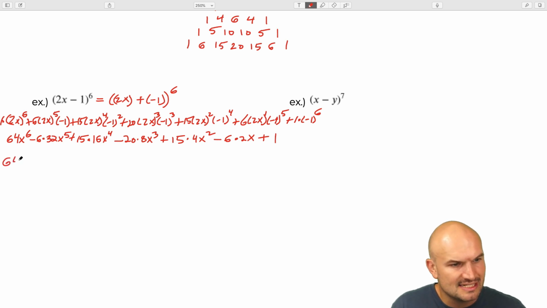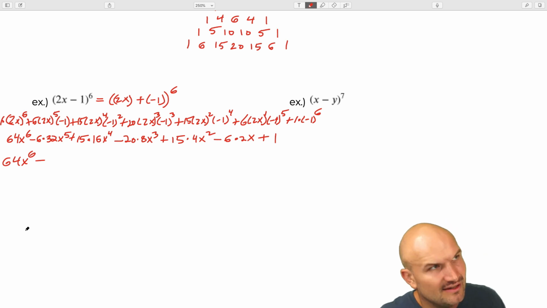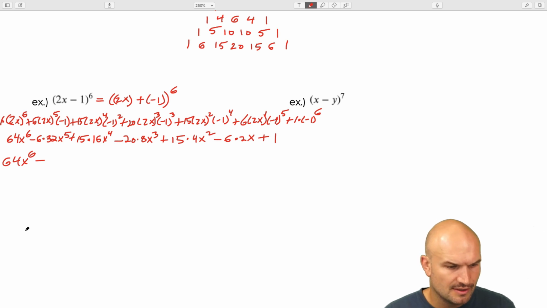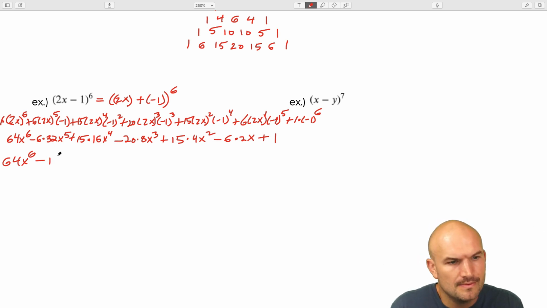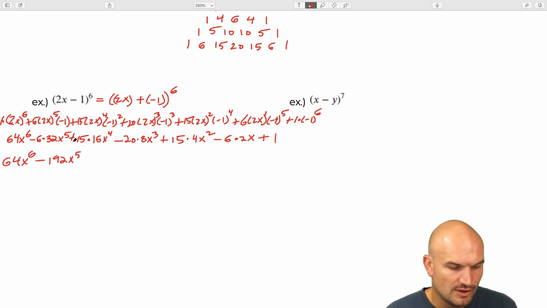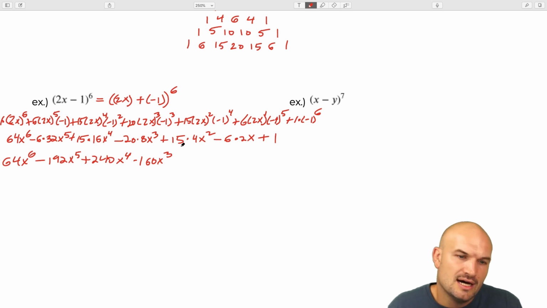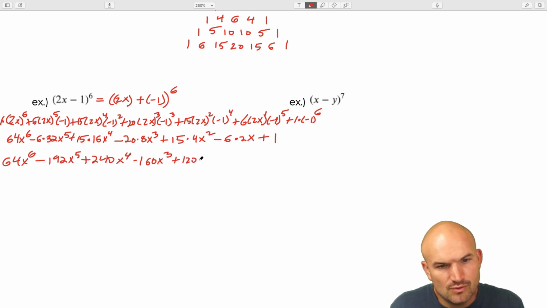So this is going to be 64x to the 6th minus 6 times 8, so negative 192. Just double check my work. Yep, negative 192. 15 times 15 is 225, so that should be 240. Yep, so that's going to be a positive 240 x to the 4th. And this one's going to be negative 160 x cubed. That's going to be 60, so that'd be plus 120 x squared, negative 12x plus 1.